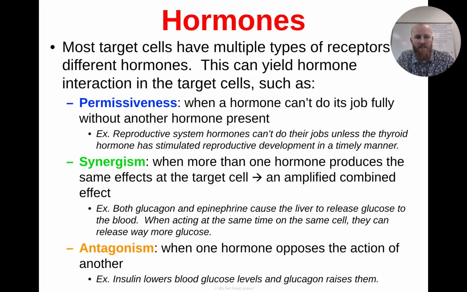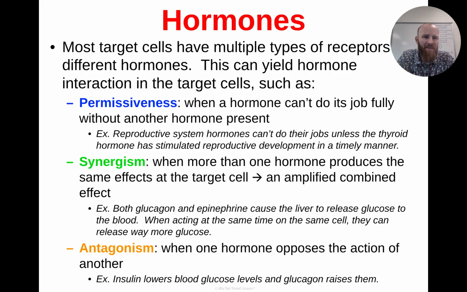Okay, so that's permissiveness. You have synergism, where more than one hormone produced has the same effect at the target cell. So this creates an overall amplified combined effect, right? So both glucagon and epinephrine are a good example. They both can bind to the receptors on your liver cells and cause the liver to release glucose or blood sugar into the bloodstream. When acting at the same time, they cause the release of way more glucose, right? So this can be a really helpful mechanism whenever we need to have a drastic increase or decrease in some sort of homeostatic level.